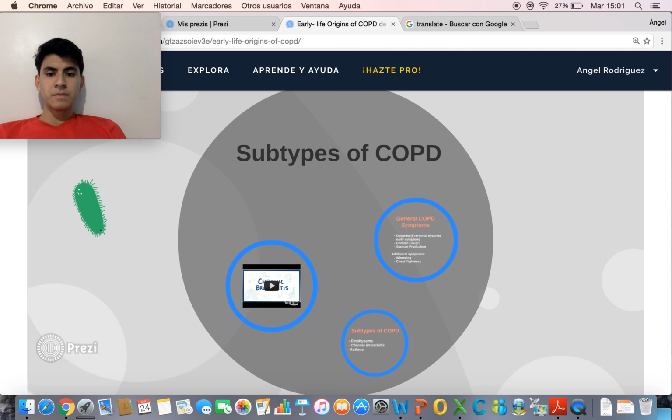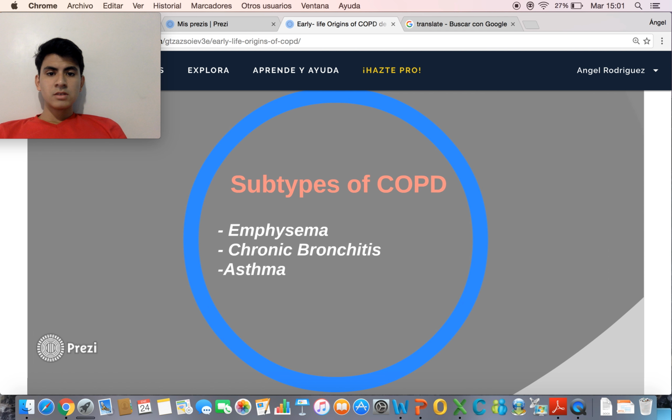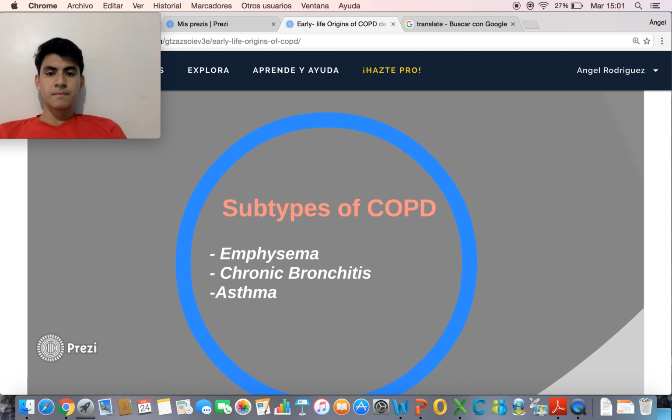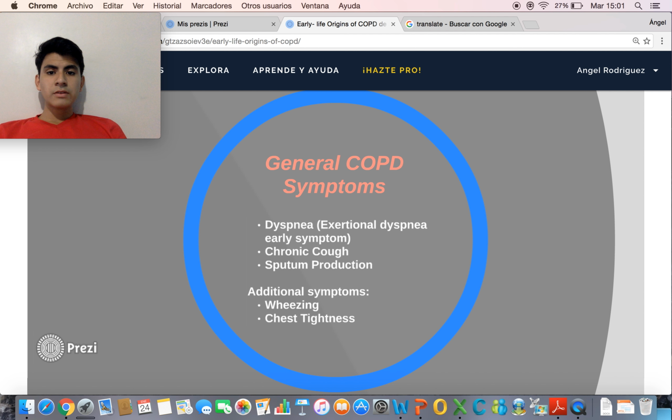Subtypes of COPD. Subtypes of COPD are emphysema, chronic bronchitis, and asthma. General COPD symptoms are dyspnea, chronic cough, and sputum production, and additional symptoms are wheezing and chest tightness.